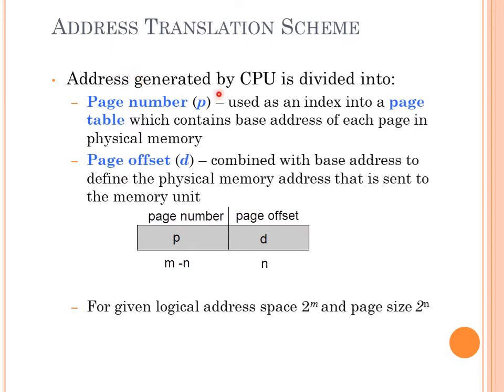The logical address generated by the CPU is divided into a page number P and an offset D. The page number is used to index into the page table, which normally contains the base address of each page in the actual physical memory. This is combined with the page offset D, which gives you the actual physical address, which is sent to the memory unit for further processing. For a given logical address space of 2 raised to m and page size of 2 raised to n, the page number is m minus n bits, and n bits are used to represent the page offset.